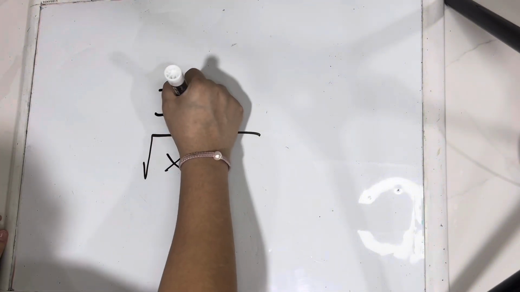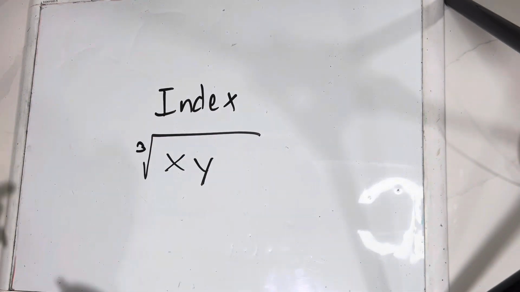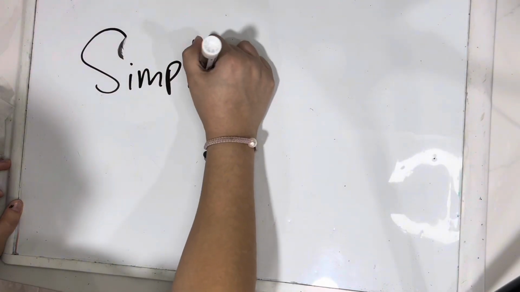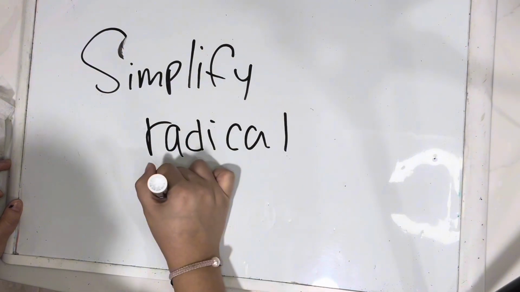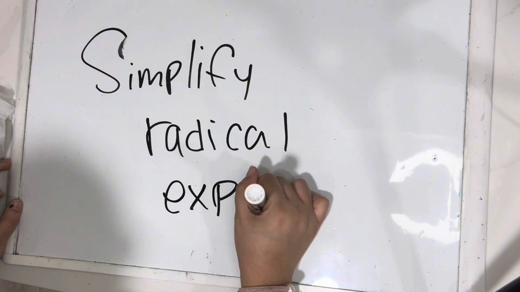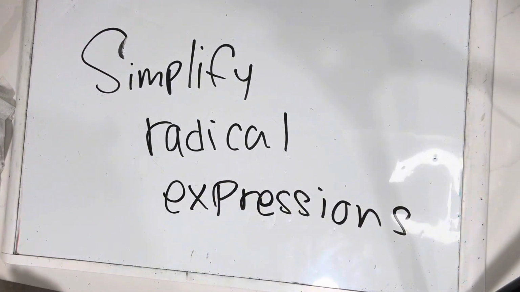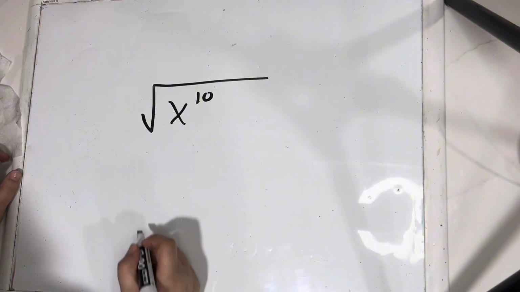Finally, we have the tiny little number on the left corner, the index. The index is the number that tells you which root to use. Now, using various difficulty levels, I will show you how to simplify a radical expression. Starting off simple, we're going to find the square root of x to the 10th power.